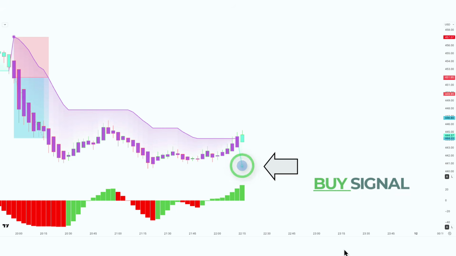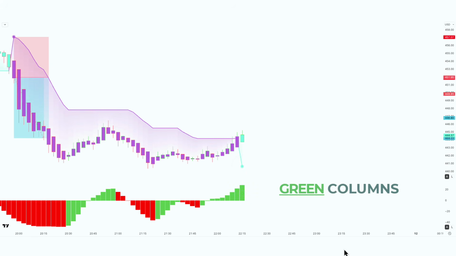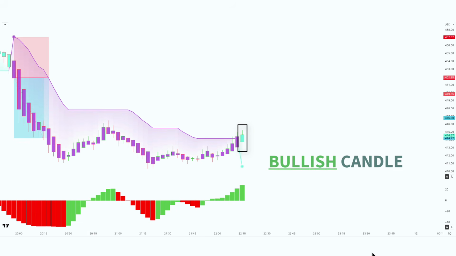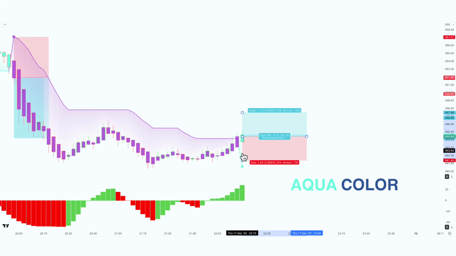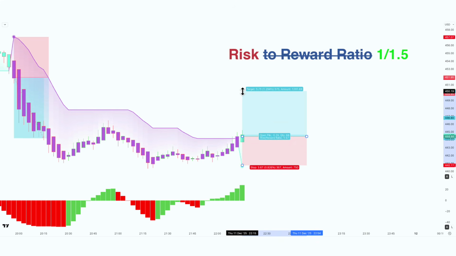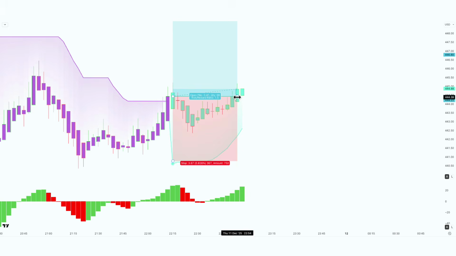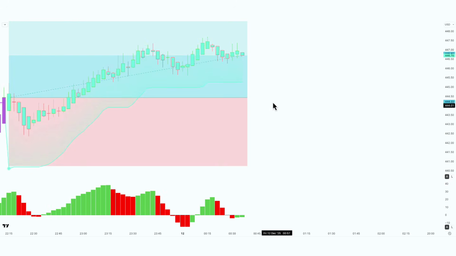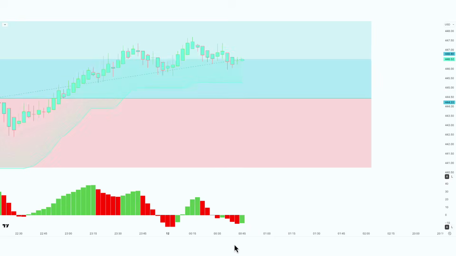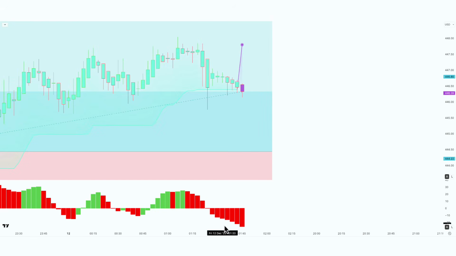Here, the ATR Supertrend circle of this indicator is a buy signal. Here, the Tighten Distance indicator shows green columns. Here, the market has made a bullish candle to give confirmation. So all our conditions are being fulfilled, so we are placing an order to buy. Our stop loss is to be placed at the aqua line, and the risk-to-reward ratio will be 1:1.5. Let's see what happens to our trade. Our trade is running in profit. Here, the market has given the next signal, so we will close this trade.